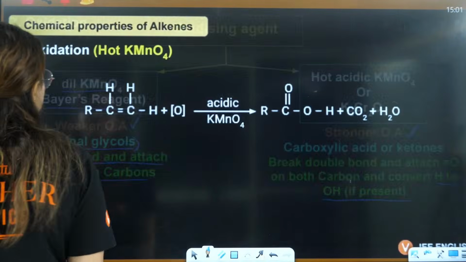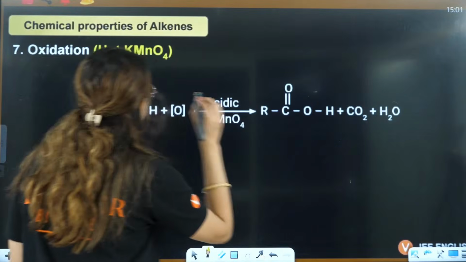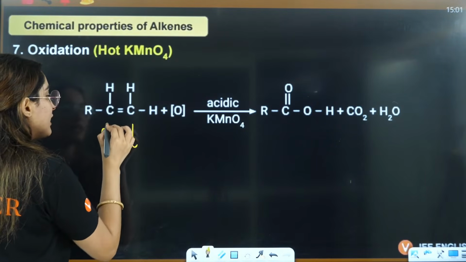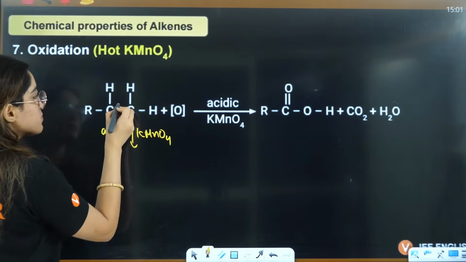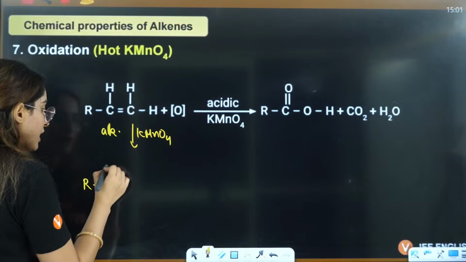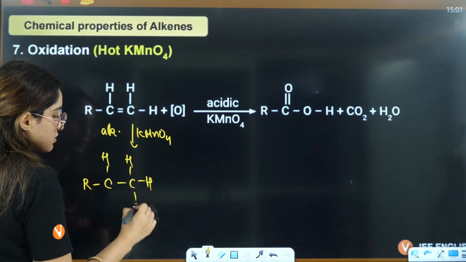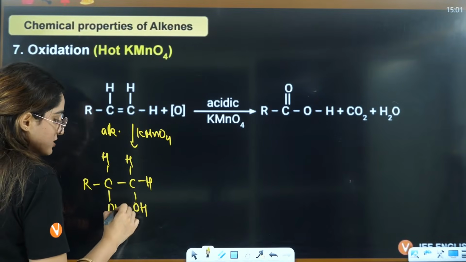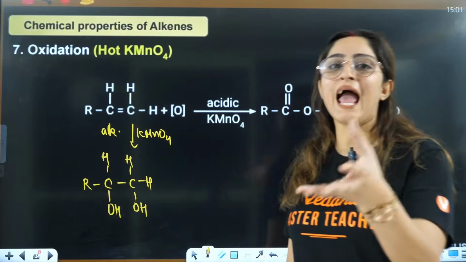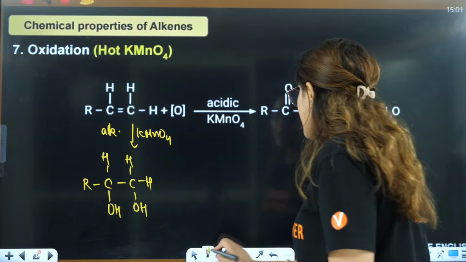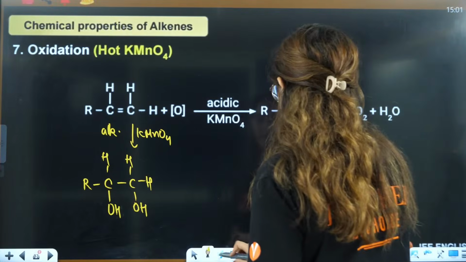Let's talk about what we are discussing. You have hot KMnO4. If you have alkaline KMnO4, Bayer's reagent, this pi bond will break. This will be R, this is H, this is H and this is H. This will be converted to OH and OH, that means simple vicinal diols are formed if you have alkaline KMnO4. Now, if you have acidic KMnO4, what will happen here?